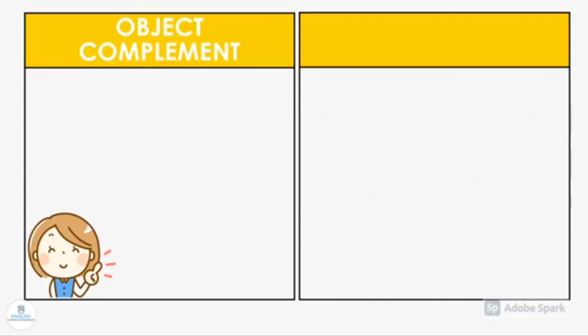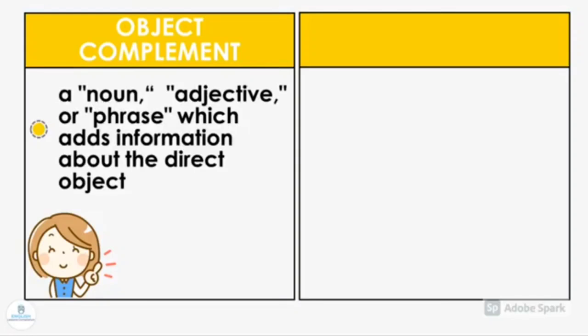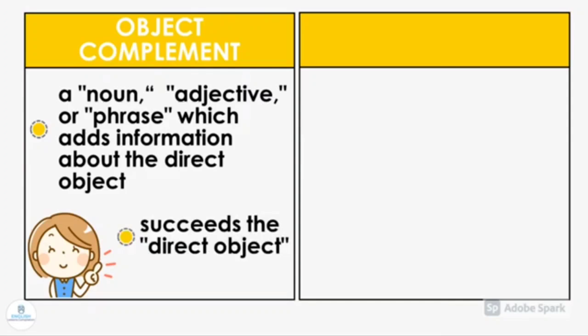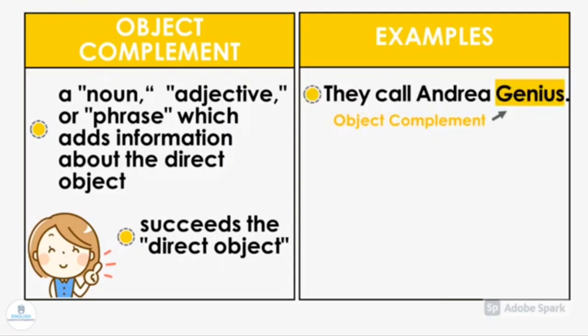Let's now look at object complement. What is the object complement? An object complement can be a noun, adjective, or phrase which adds information about the direct object, and it also succeeds the direct object in the sentence. Here come the examples for object complement. Look at the first one. They call Andrea genius. Here, genius is an adjective describing the direct object Andrea. Hence, in this sentence, genius is our object complement.